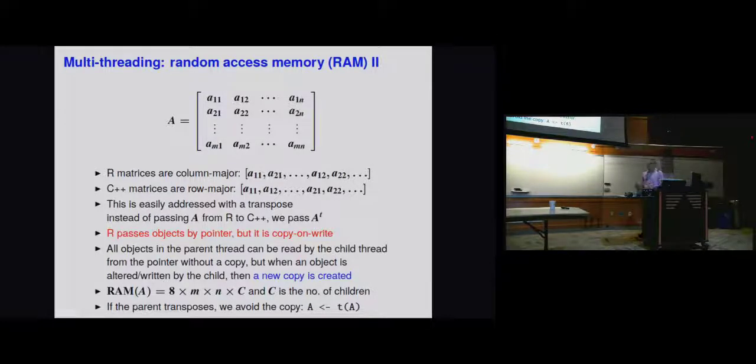So what is the trick here? Well, the trick is you don't do this. You just transpose A before you pass it to the child. And that's what we do. So we make A equal to A transpose, and then we pass that. No copies.